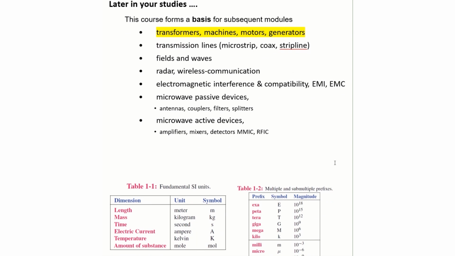Later in our studies, we will understand that this course forms the basis for many subsequent modules: transformers, machines, motors and generators, transmission lines, fields, waves, radar, wireless communication, electromagnetic interference and compatibility, this is EMI, EMC, microwaves and antennas. A lot of these subjects are very sought after by modern industries, including some local ones as well as many global ones in many different countries, and many of you will find jobs and will enjoy careers for many years dealing with electricity, magnetism and electromagnetics.